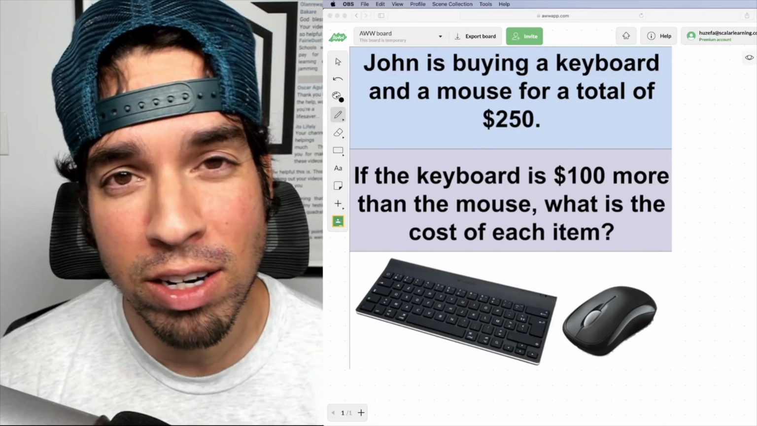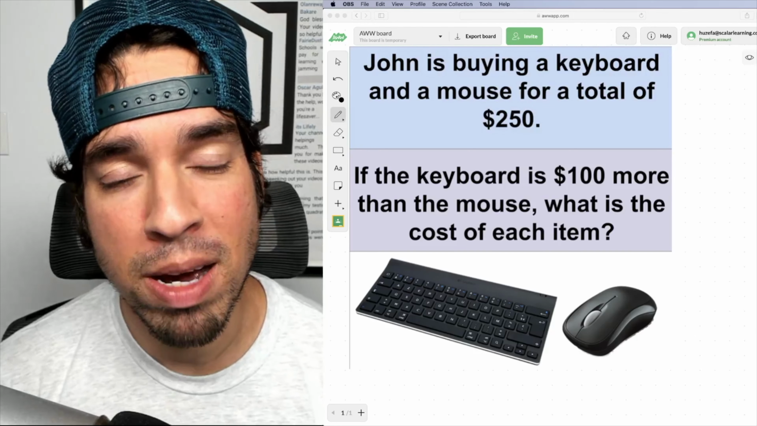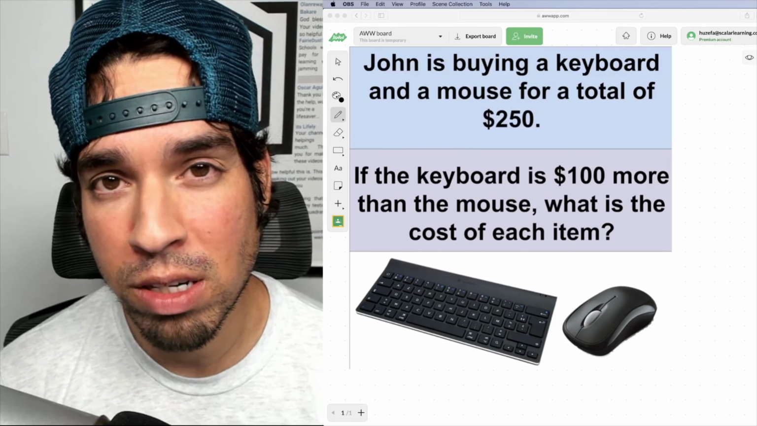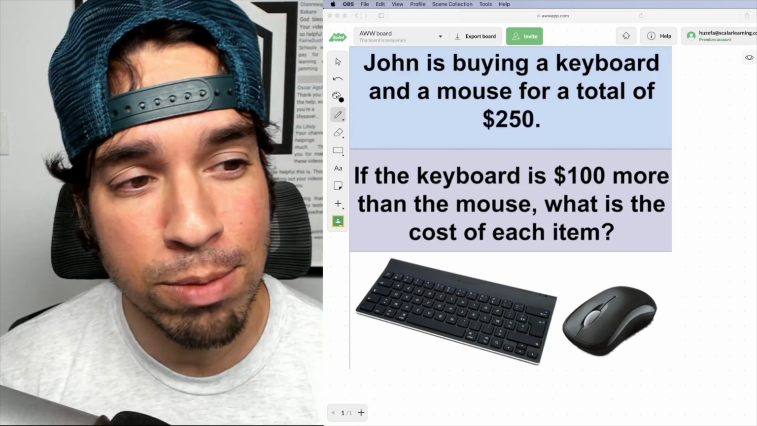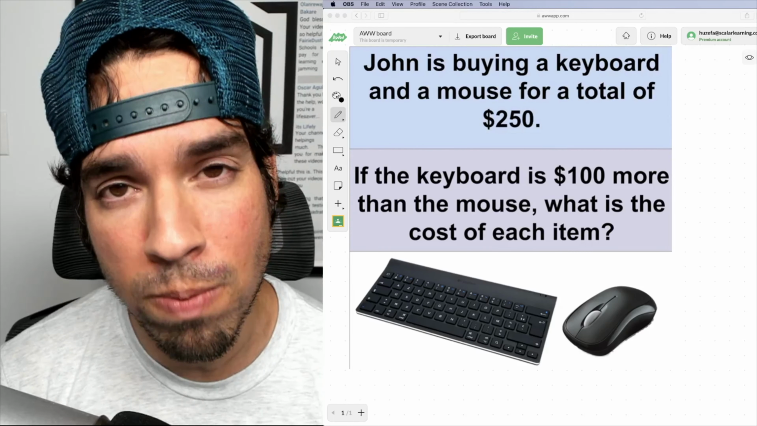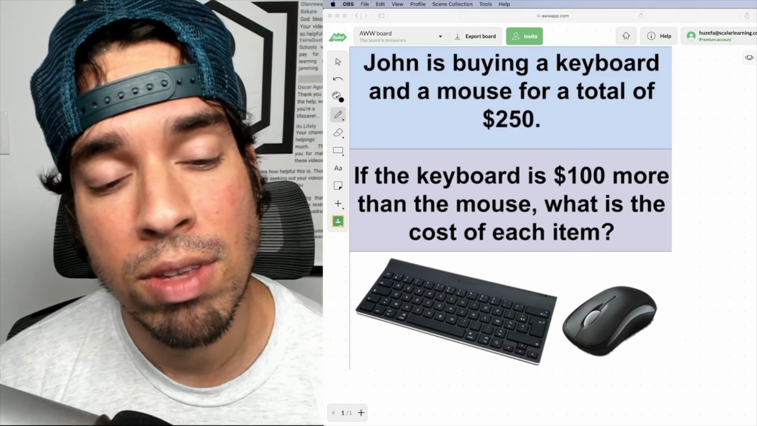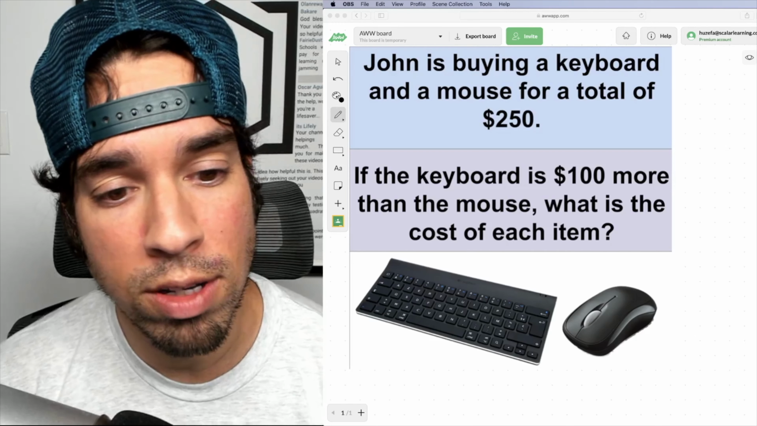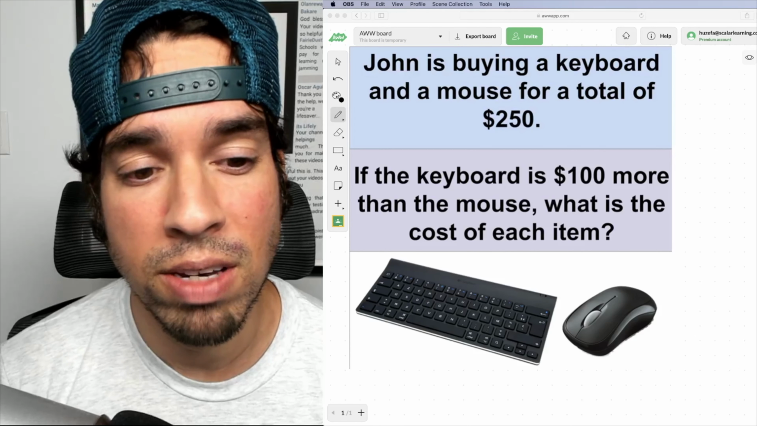In this one, we are given a scenario where a person is buying two items and we're trying to figure out the price of those items. So what we know is John is buying a keyboard and a mouse for a total of $250. If the keyboard is $100 more than the mouse, what is the cost of each item?